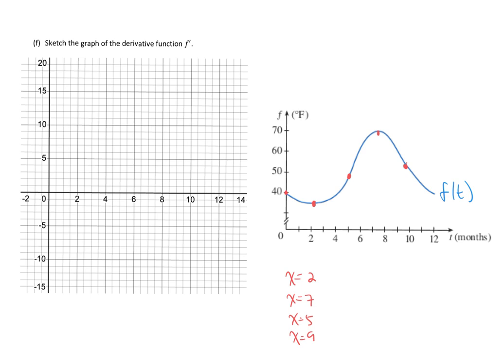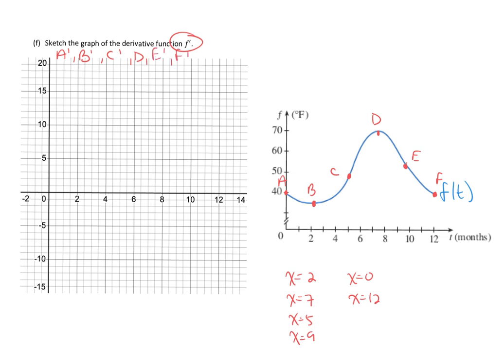I'm also going to mark my endpoints: at x equals 0, and at x equals 12, I have another endpoint. Let's label these points A, B, C, D, E, F. When you make a sketch of its derivative, you're also going to plot those points. I'll call each point A prime, B prime, C prime, D prime, E prime, and F prime.